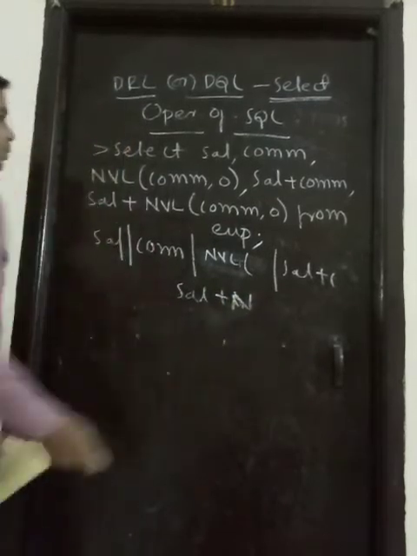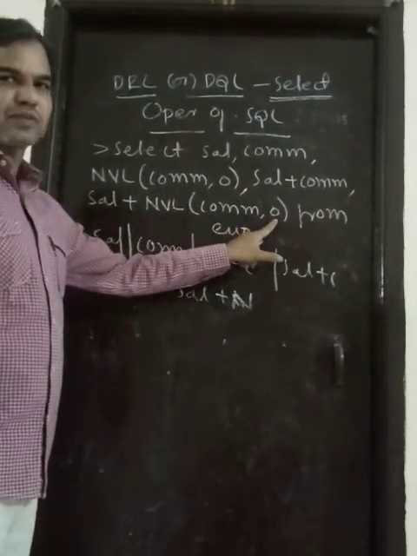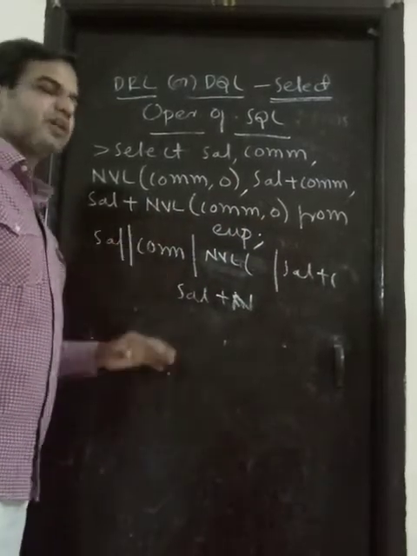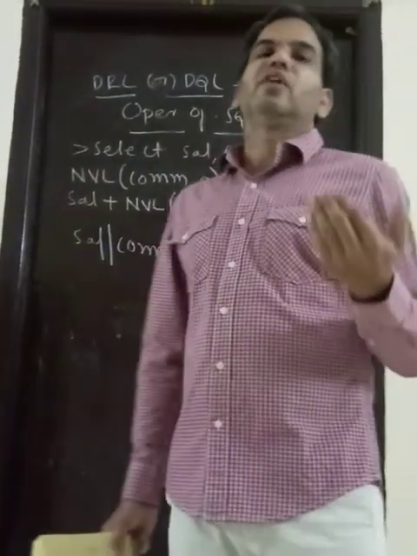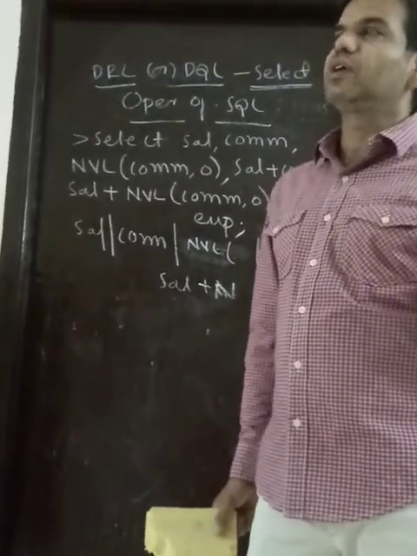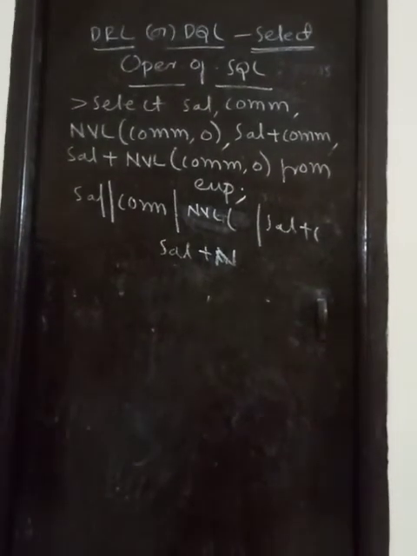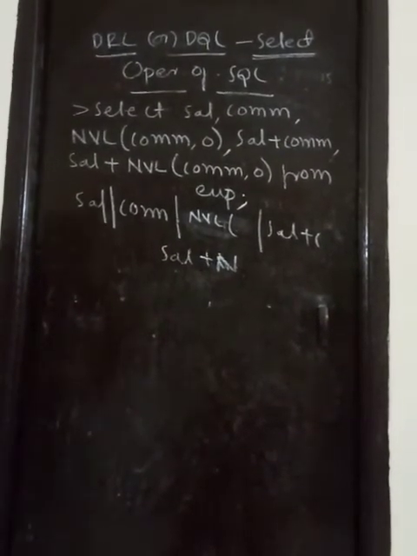So what is the purpose of this? NVL: if commission is null, we replace it with 0. Then that value will be added to salary. So with the help of NVL, when we add a numerical value with null, it will be replaced with 0. That is the usage of NVL. Okay, right. So these are the arithmetic operators.